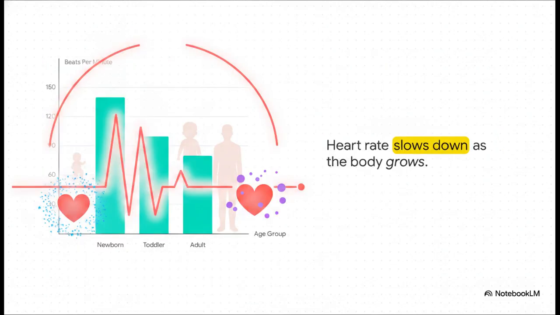You might be wondering, why exactly does this downward trend happen? Well, think about it. A newborn's heart is tiny, right? It needs to pump incredibly fast just to circulate blood through a rapidly growing body. But as the heart muscle gets larger and stronger throughout childhood and into adulthood, it becomes way more efficient. It pumps a much greater volume of blood with every single stroke, which means it simply doesn't have to beat nearly as fast to get the exact same job done.